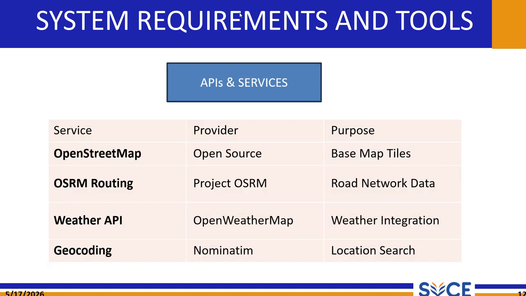And for APIs and services, we use OpenStreetMap for base map tiles, and OSRM routing for road network data, weather API and geocoding for weather integration and location search.